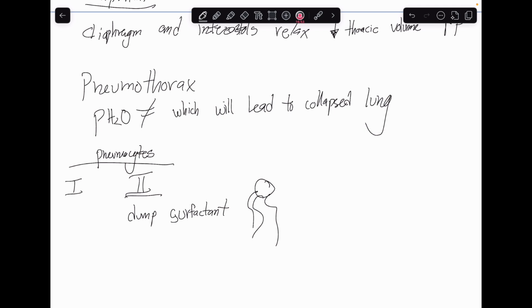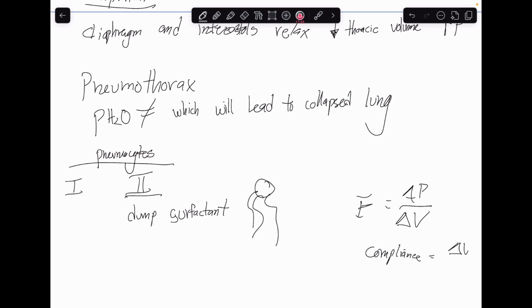So surfactant will decrease elastance, which is kind of like inertia. It's the resistance that the lung has to change in movement, resistance to stretch. So elastance is equal to a change in P over a change in V, while compliance is equal to a change in V over a change in P.